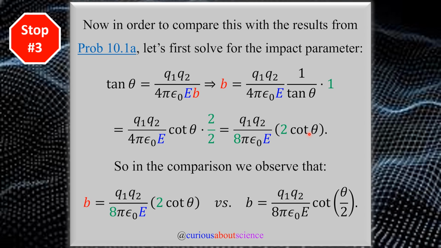And what this allows us to do is that when we compare these two formulas, we see we get Q1, Q2, 8 pi epsilon naught E, and then the result we found from 10.1. So you see why we put the 2 over 2 there to make this 8 and 8 match. And then what we're left with is 2 cotangent theta and cotangent of theta over 2. This is what we need to actually compare. And let's get to doing that now.